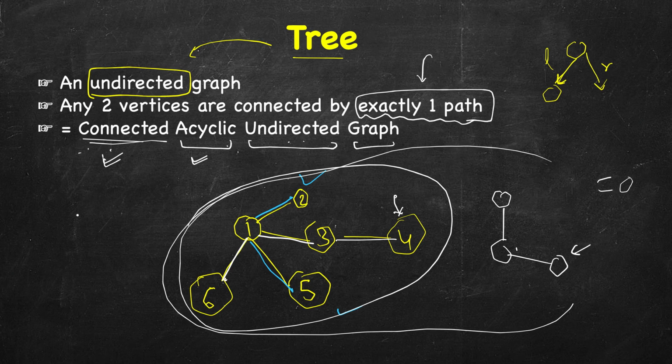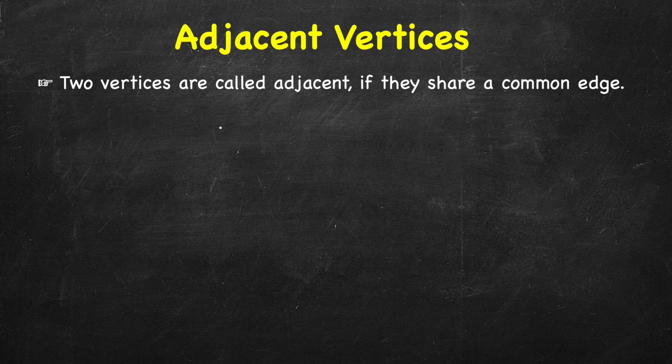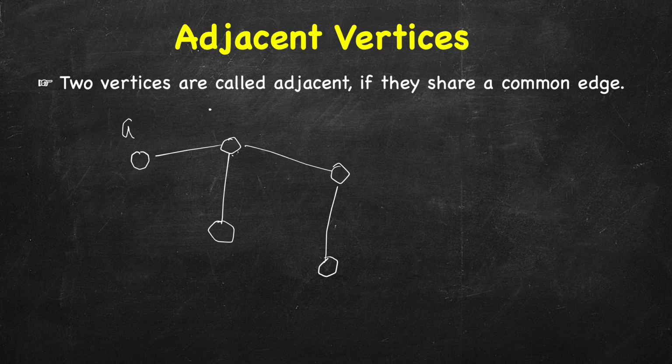Now there is a very important concept in graphs. That concept is called adjacency. So let's see what is meant by adjacency. So there is adjacency defined for vertices as well as edges, but generally in most scenarios we are talking about adjacency of vertices. So two vertices are called adjacent if they share a common edge. So let's draw a graph, and let's draw it like that. So we have A, B, C, D and E.